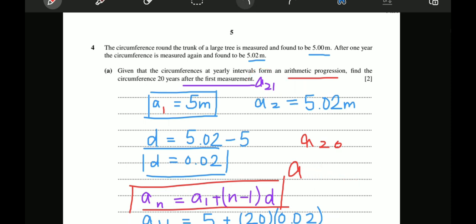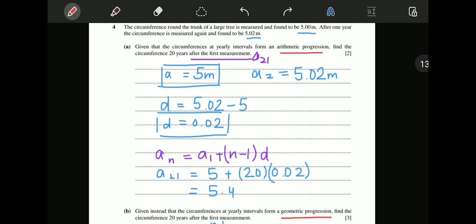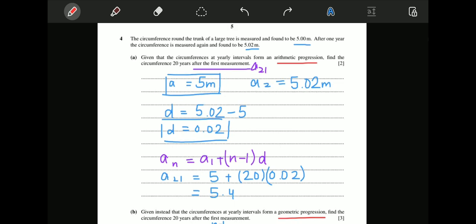Okay, let's now start doing this. So A21 is going to be A1, that is 5, plus n minus 1, that is 21 minus 1. Here is 21 minus 1 that I wrote as 20. Okay, so solving this all will give you A21 equals 5.4. Let's move on to part B.